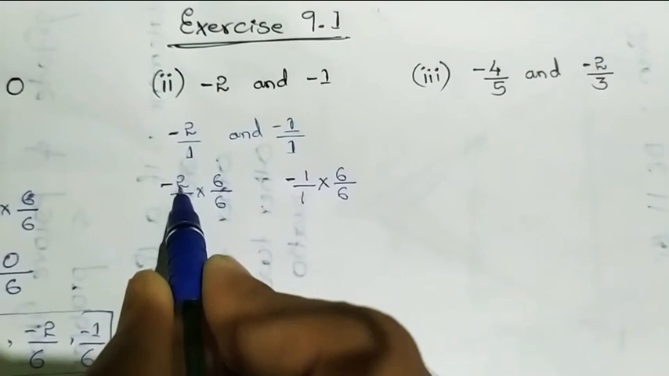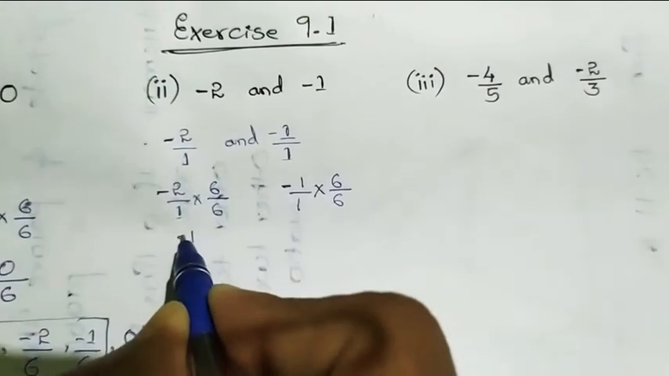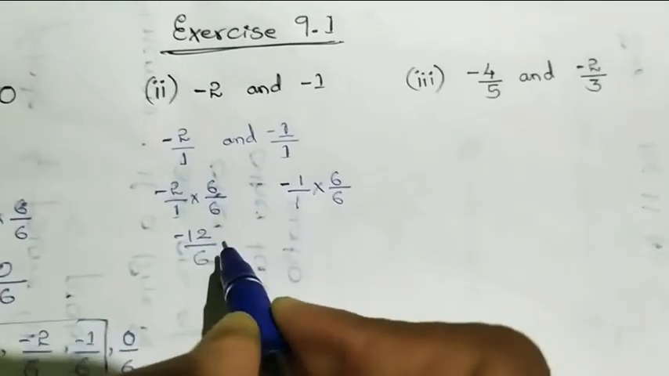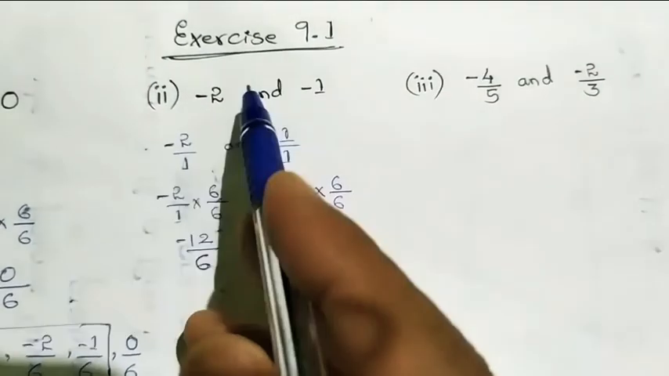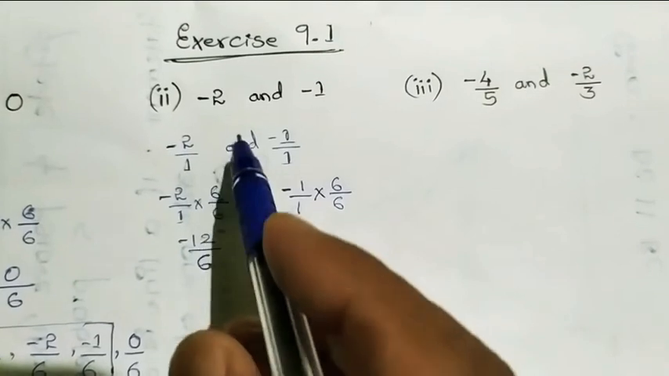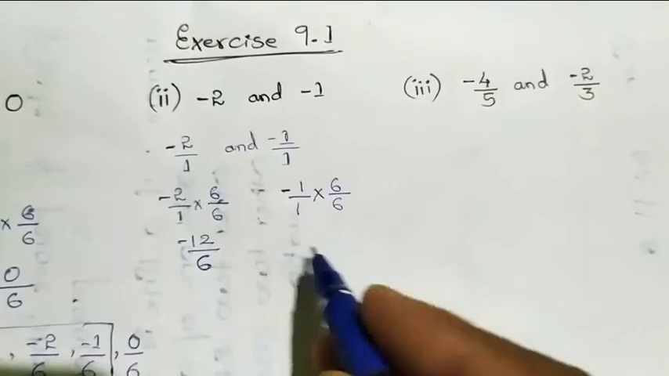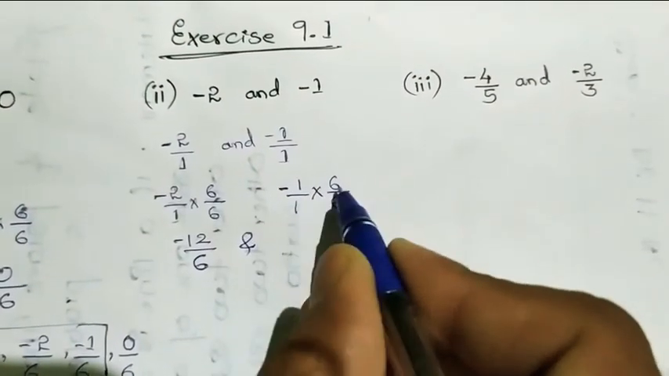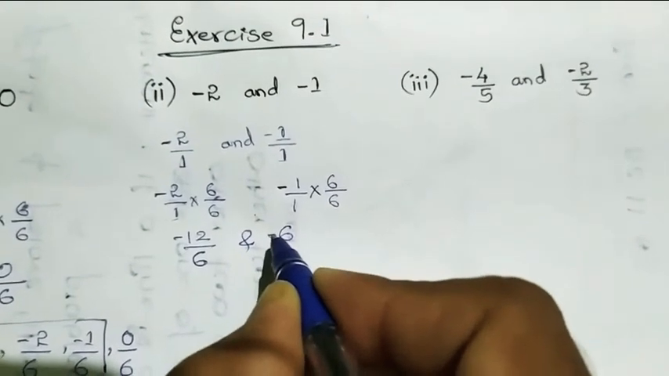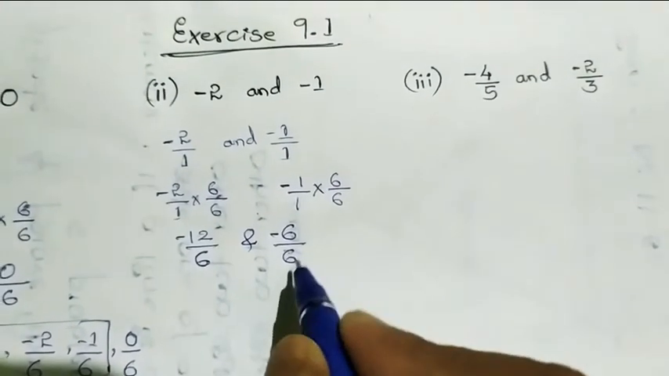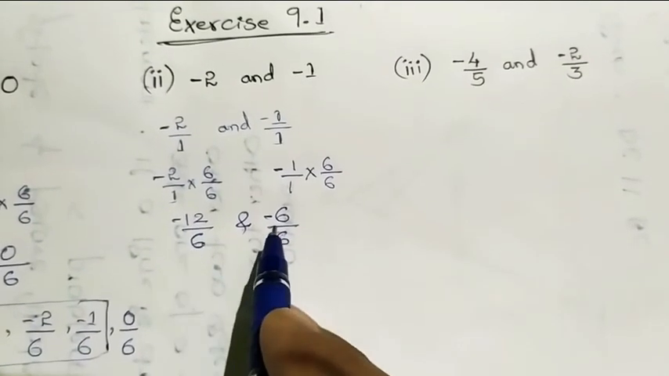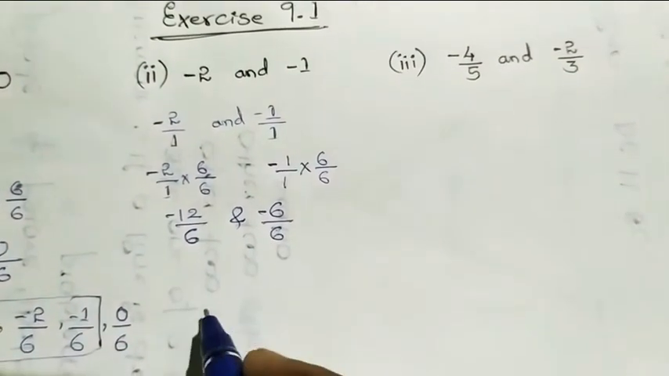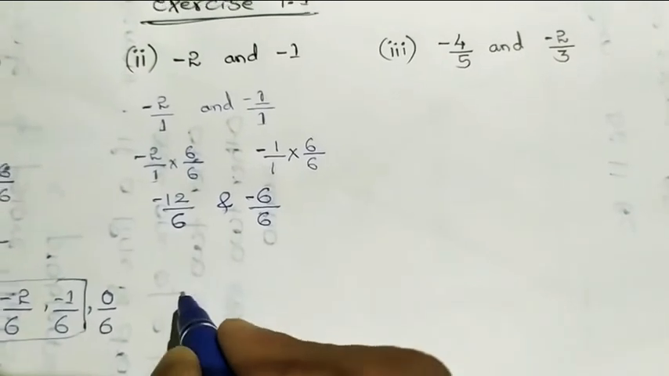So here we will get -2 into 6, it will be -12 by 6. If you divide it again, you will get -2 only. See here, 6 ones are 6, 6 twos are 12, so -2 we will get back. And here -1 into 6, that is -6 by 6. Now, using -12 by 6 and -6 by 6, we can write the required rational numbers.